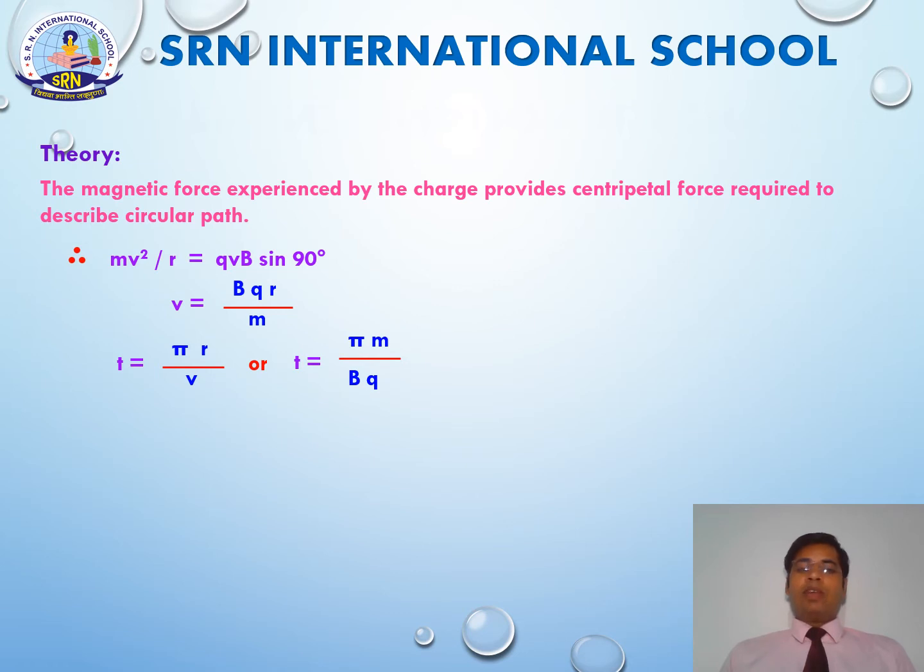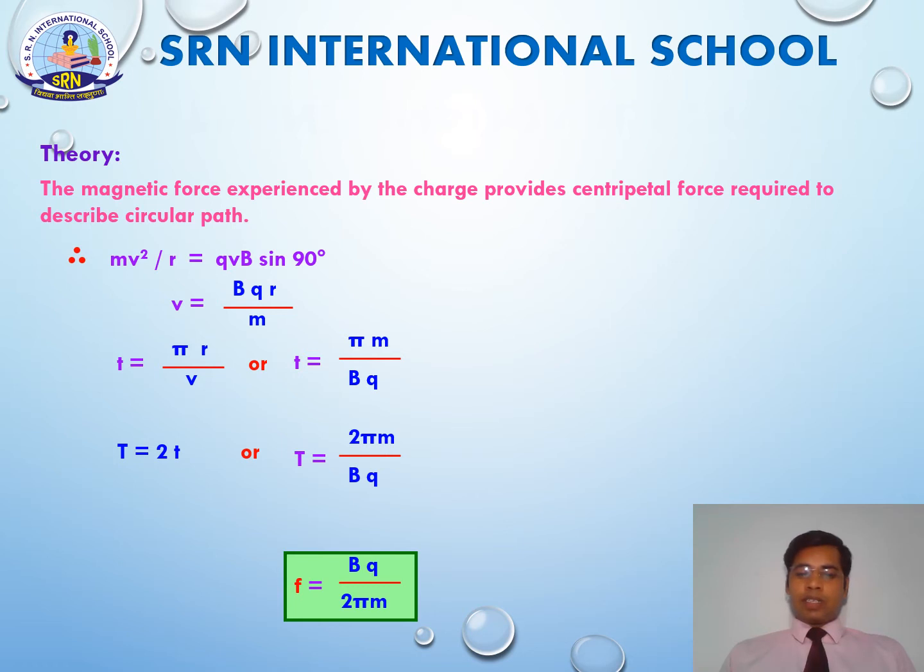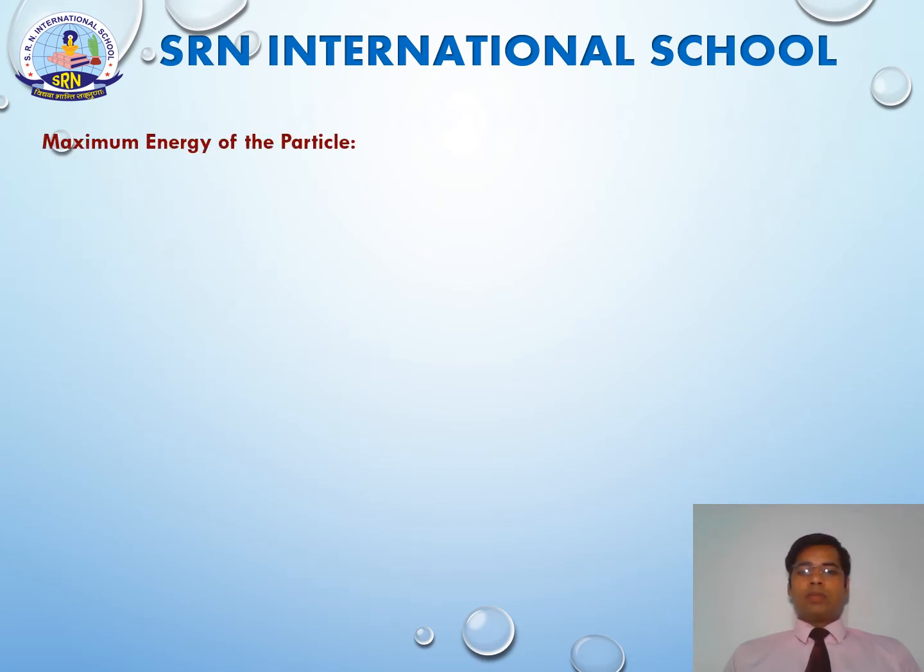So we get an equation for the time, that is t is equal to πm divided by Bq. That means we can say the total time taken by the charged particles is 2πm divided by Bq. So the frequency of the charged particles executing circular motion is Bq divided by 2πm.